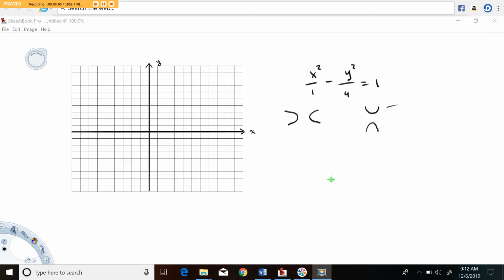Making this video here to provide an example of how to sketch a graph of a simple hyperbola. So we're going to take a look at this one right here. X squared over 1 minus y squared over 4 equals 1.